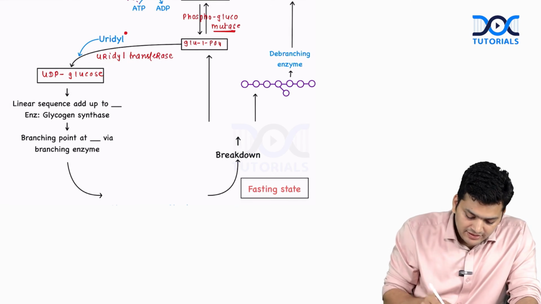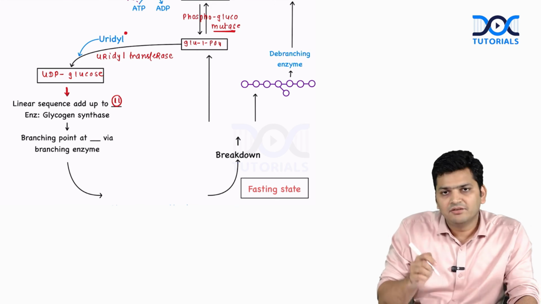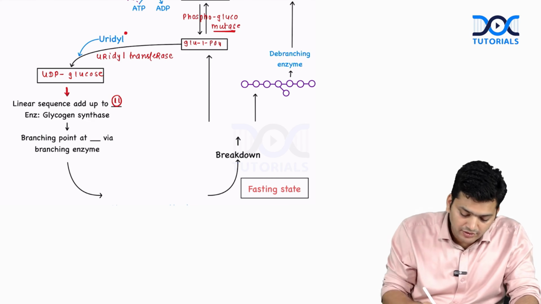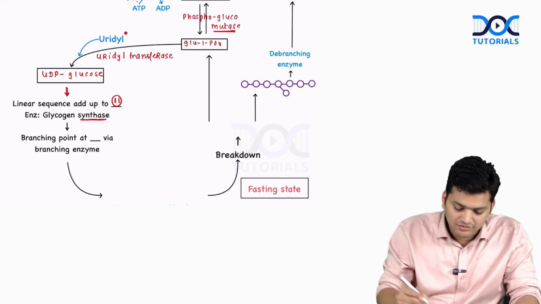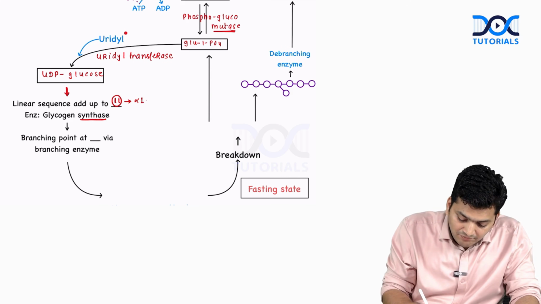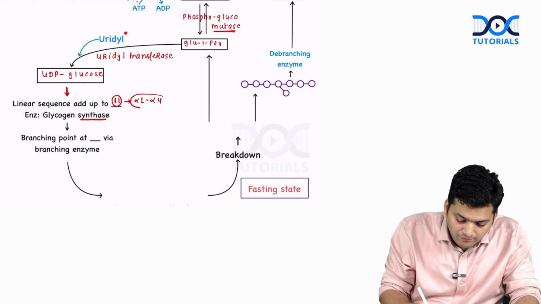So the linear sequence will be added up to 11 residues. We are going to attach the 11 to 12 glucose molecules. The UDP glucose molecules will be attached together with the help of the enzyme glycogen synthase. And what is the direction of the bond? Alpha 1, alpha 4 or alpha 6? In the linear sequence, alpha 1, alpha 4.